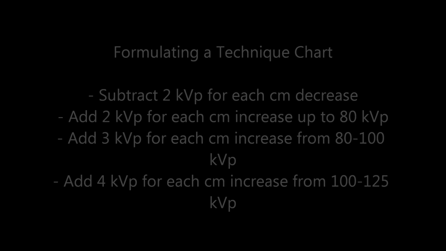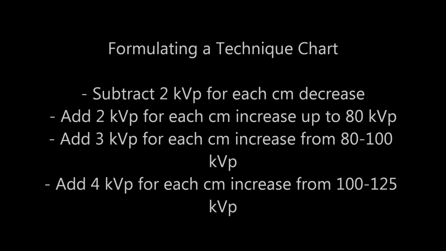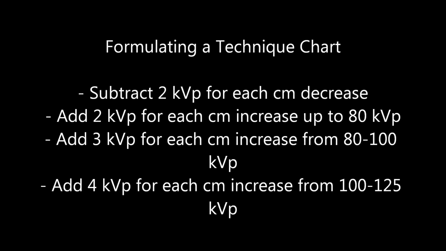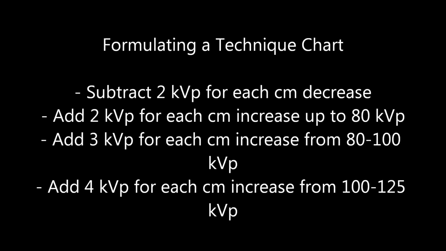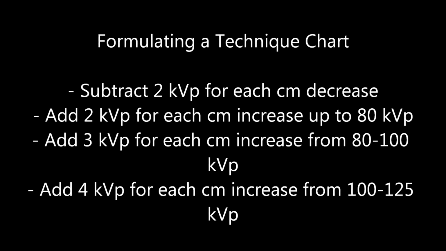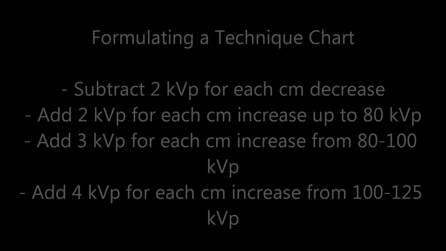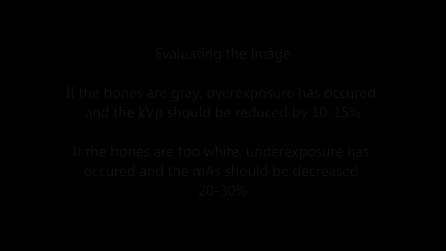And when you formulate a technique chart, subtract 2 kVp for each centimeter decrease. Add 2 kVp for each centimeter increase up to 80 kVp. Add 3 kVp for each centimeter increase from 80 to 100. And 4 for kVp ranging from 100 to 125.